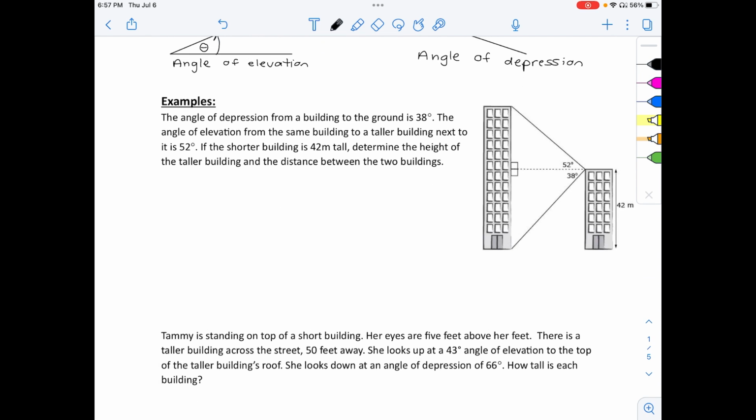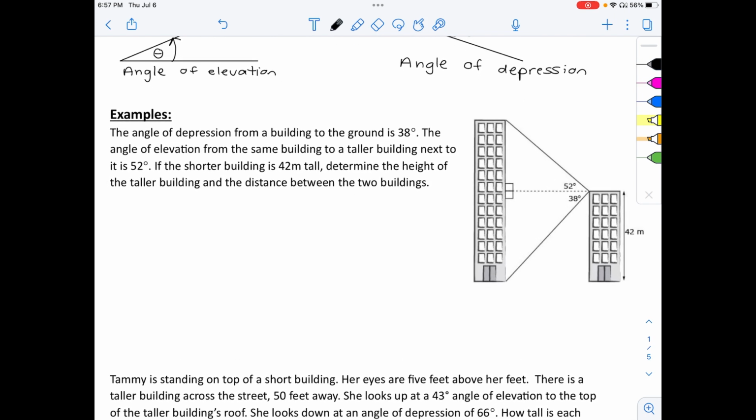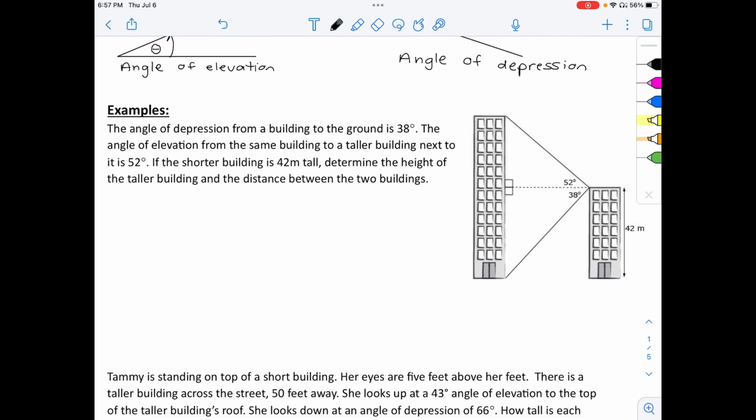So this first example here has the diagram already drawn for us, so we don't need to worry about setting it up. We will look at one of those later. But this question says the angle of depression from a building to the ground is 38 degrees. So in my diagram here, I've got my building. This is the building that I am using as my reference point. And I'm saying the angle of depression from that building to the ground is 38 degrees.